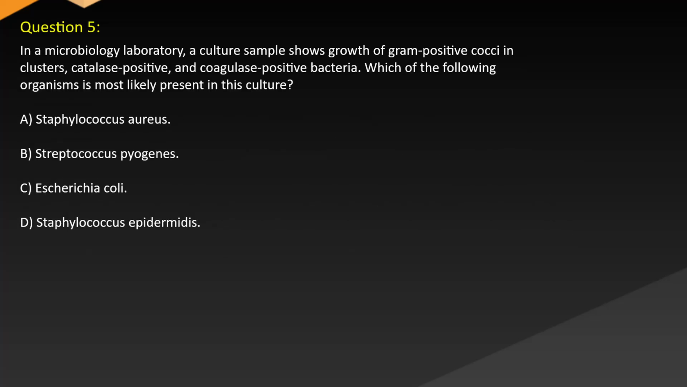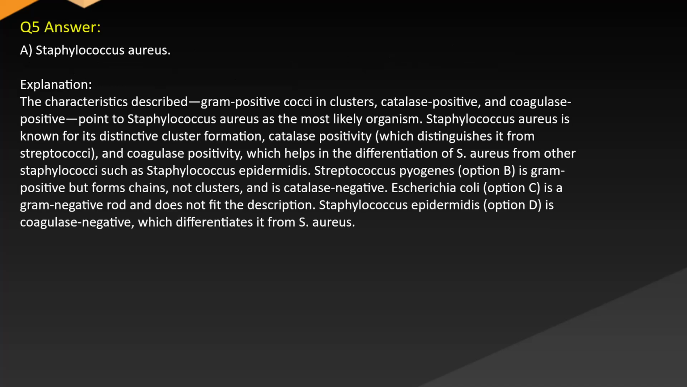Question 5. In a microbiology laboratory, a culture sample shows growth of gram-positive cocci in clusters, catalase-positive and coagulase-positive bacteria. Which of the following organisms is most likely present in this culture? A. Staphylococcus aureus. B. Streptococcus pyogenes. C. Escherichia coli. D. Staphylococcus epidermidis. Correct answer, A. Staphylococcus aureus.